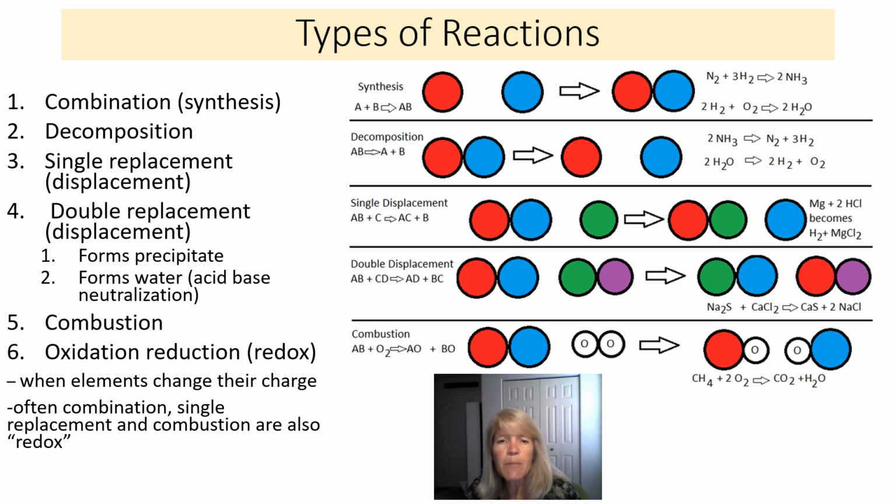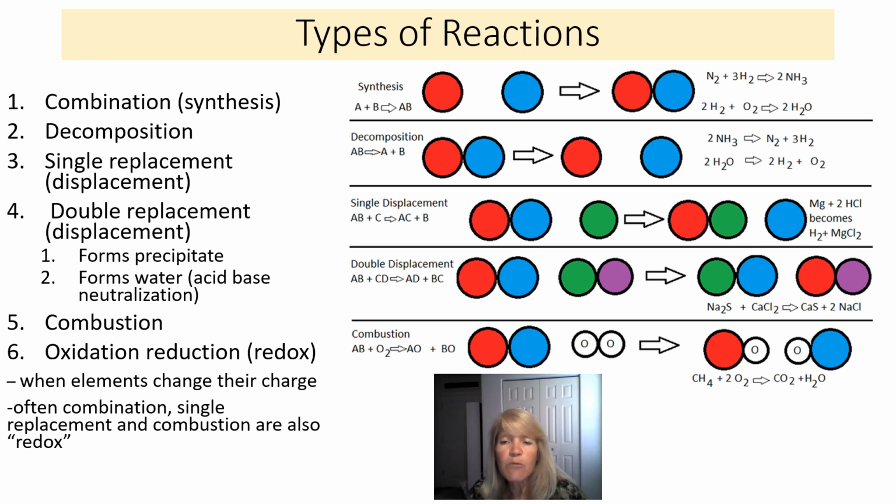So the first type is combination or synthesis, and that's when two small compounds or two elements combine to form one. You recognize it because there's only one product. And decomposition is the reverse of that. You start with one reactant and it breaks down into two or more simpler molecules, or it could be elements. So synthesis, you have one product. Decomposition, you have one reactant.